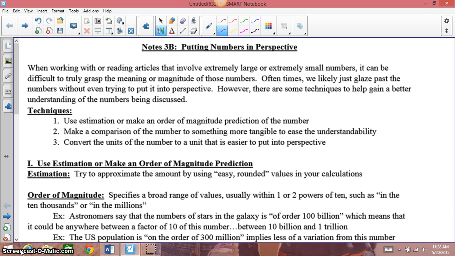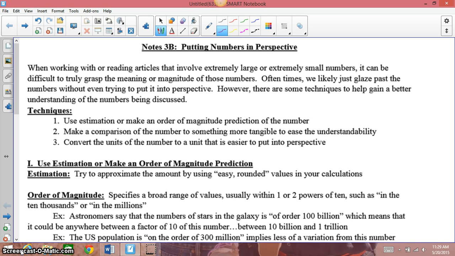In section 3B, we're going to talk about putting numbers in perspective. You probably have come across extremely large numbers in reading the internet or reading a textbook, for example. For example, the U.S. debt is $17 trillion. It's hard to wrap your brain around. We all know that's a lot of money, but how much is that?